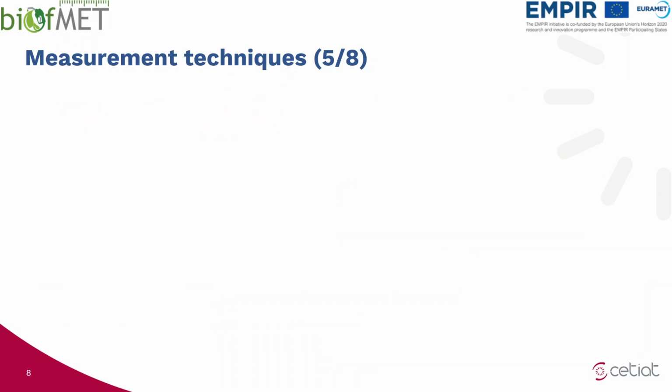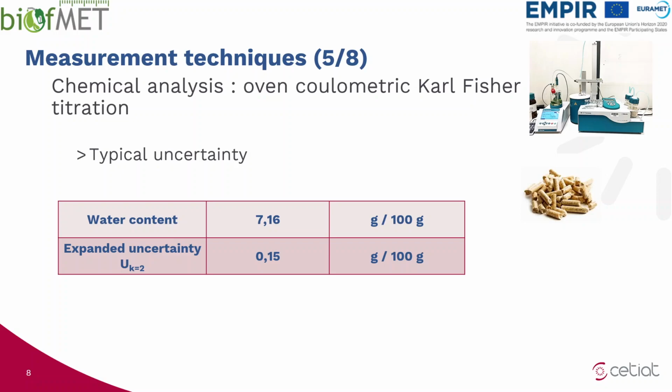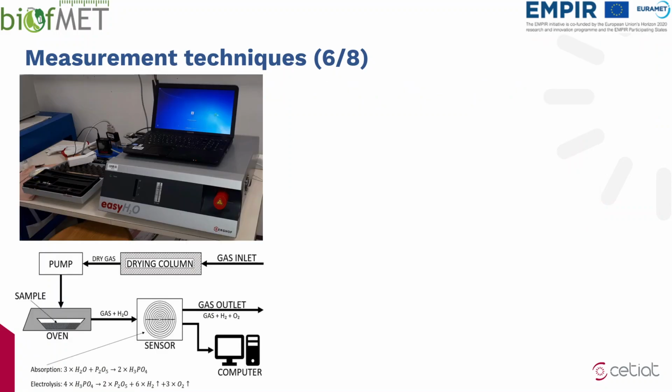The following table presents the typical uncertainty associated with oven coulometric Karl-Fischer titration of wood pellets. In this example, the moisture content is approximately 7.16 gram per 100 gram, and the expanded absolute uncertainty is approximately 0.15 gram per 100 gram, which is equivalent to a relative expanded uncertainty of approximately 2.1%.